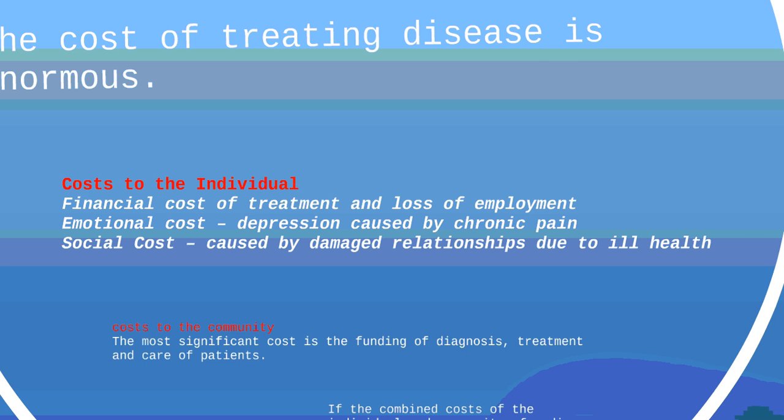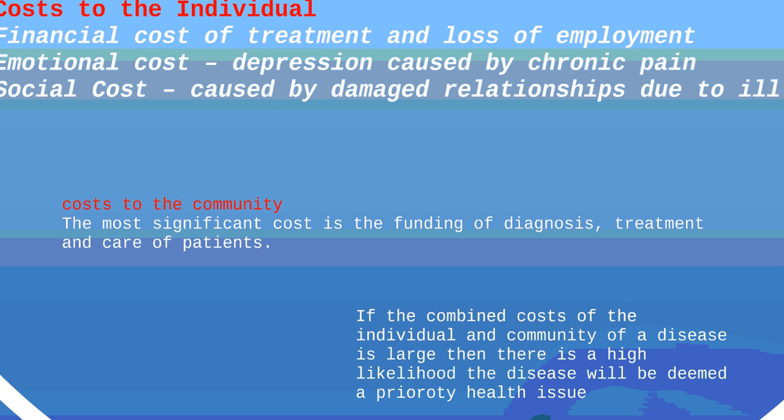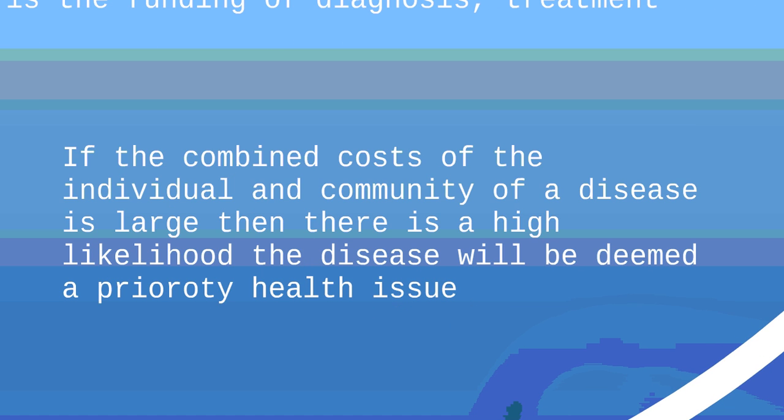And finally, the cost to the community. The most significant cost is the funding of the diagnosis and treatment, and then care of the patients. If the combined cost to the individual and community of a disease is large, then there is a high likelihood the disease will be deemed a priority health issue. They are the 5 dash points for that dot point: priority health issues.